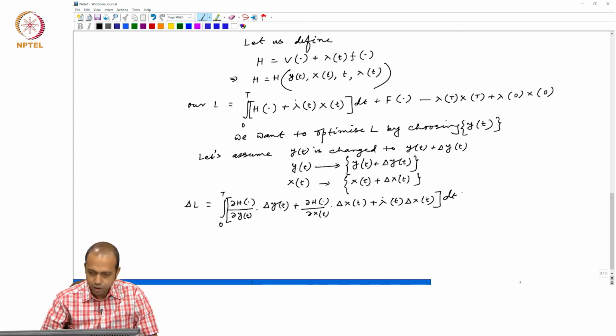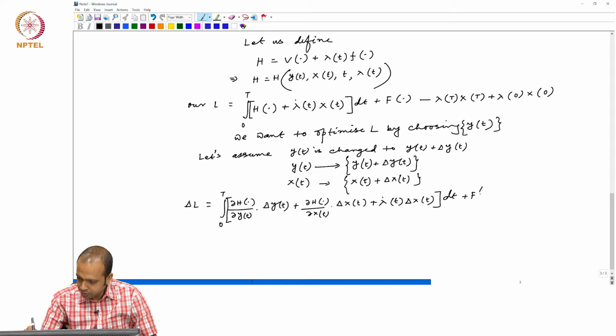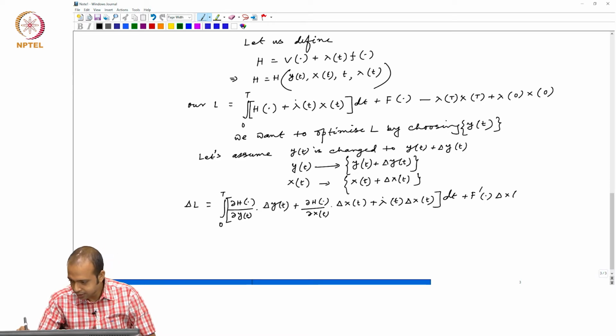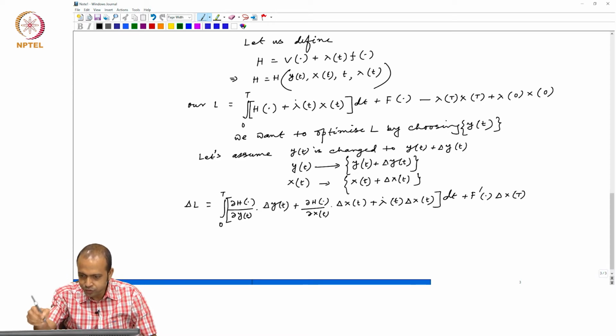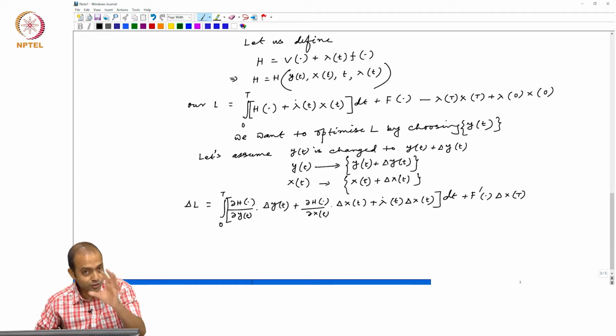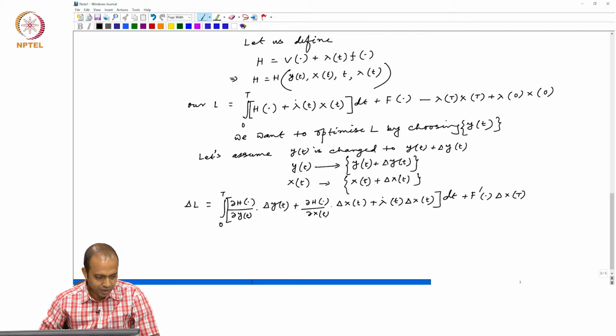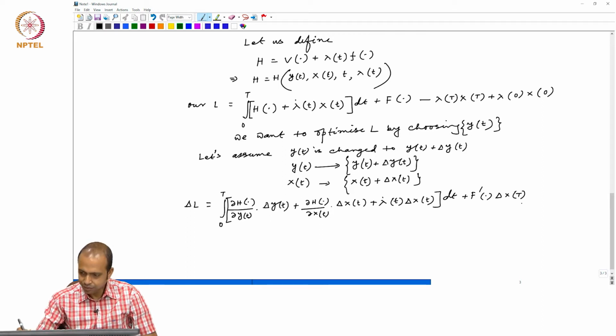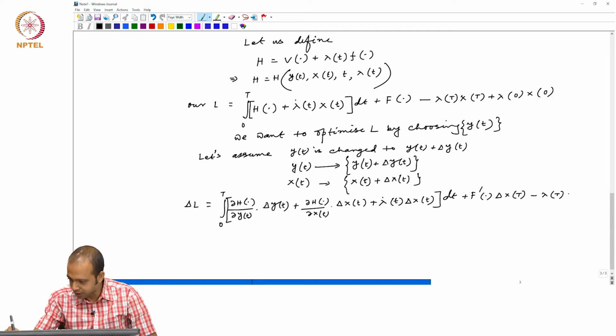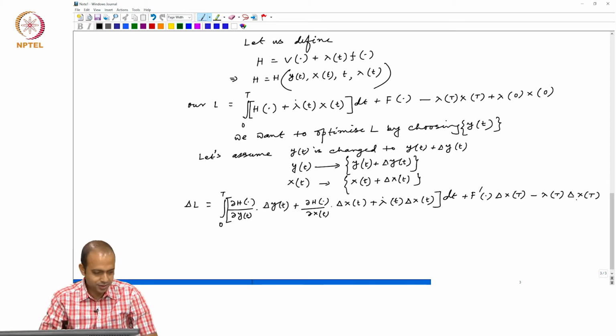So, the entire thing will become in the dt, plus we will have del f dot del x capital T into delta x t, because here within the scrap value f is also a function of x t, the stock of the resource at the terminal period, okay, minus lambda t, this x would become delta x t, okay, all right.